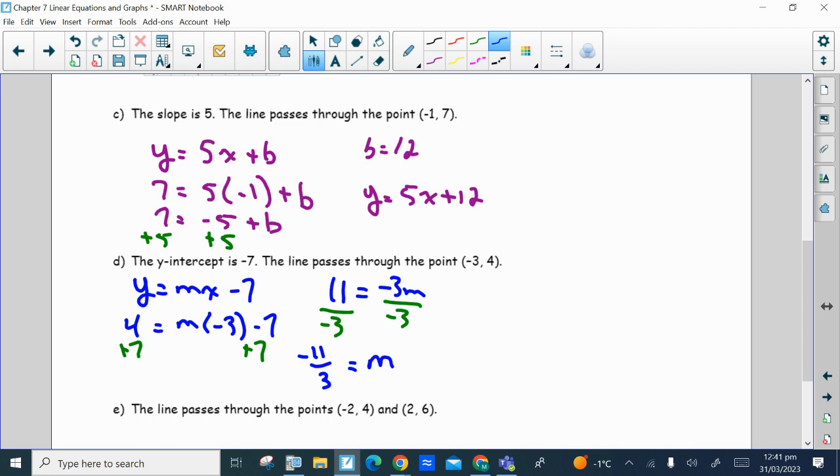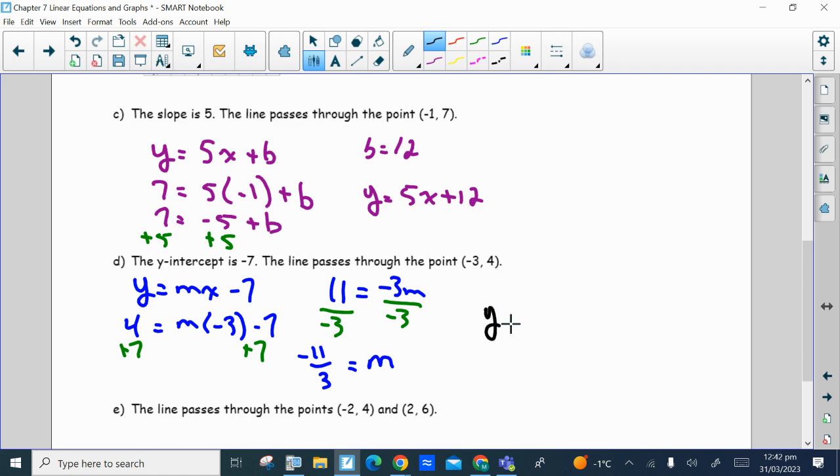It doesn't matter where the negative is. It could be in the top. It could be in the bottom. It could be in front of the fraction. But if you convert that to a decimal, you'll get a repeating decimal. And so you don't want to use that because that means you're going to have to round it to write it down. And now it's no longer actually the correct slope.